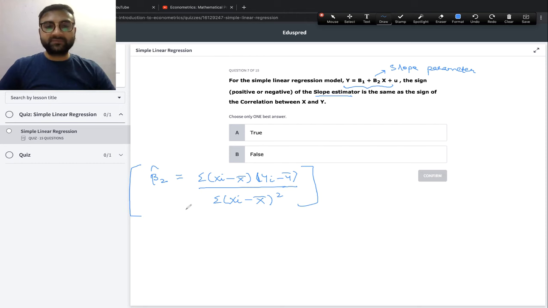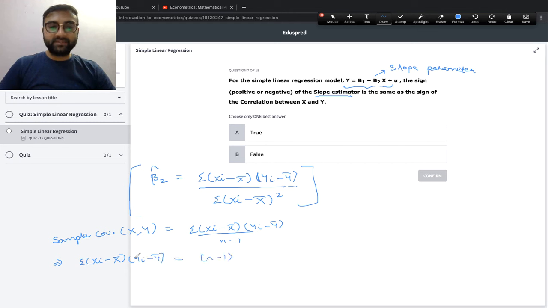Now, how can you work with this formula? See, understand it in this manner. What is the formula to calculate sample covariance between two variables? So the sample covariance between x and y is actually equal to summation of xi minus x bar multiplied by yi minus y bar divided by n minus 1. Okay, so if I cross multiply, I can write summation of xi minus x bar multiplied by yi minus y bar equal to n minus 1, and this is multiplied by sample covariance between x and y. Okay, call this equation 1, right?